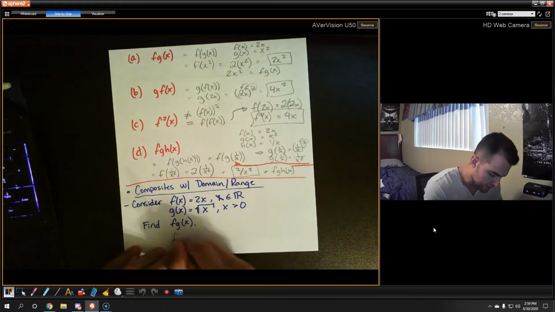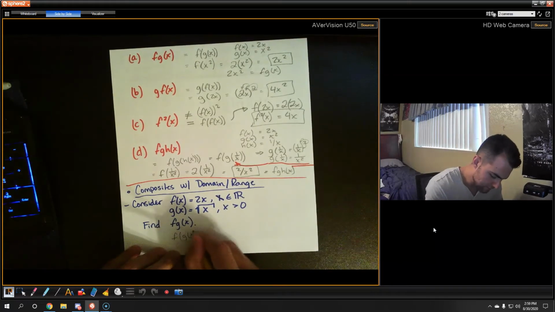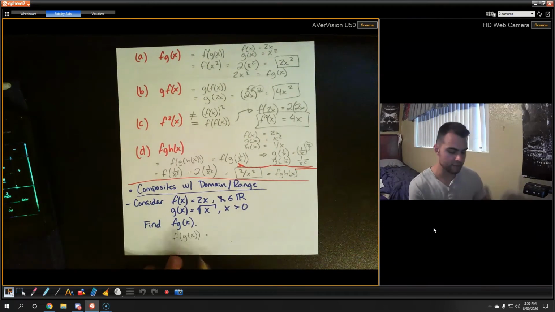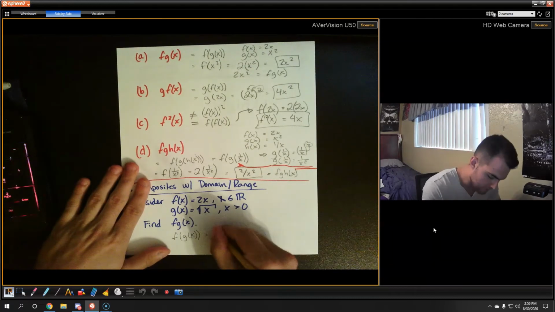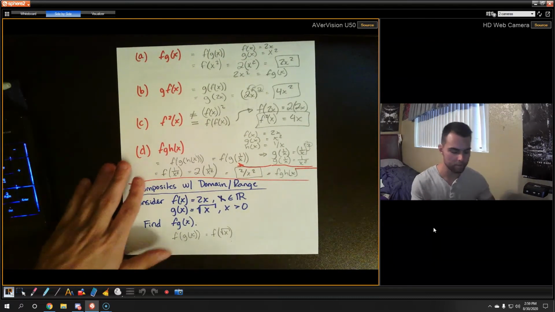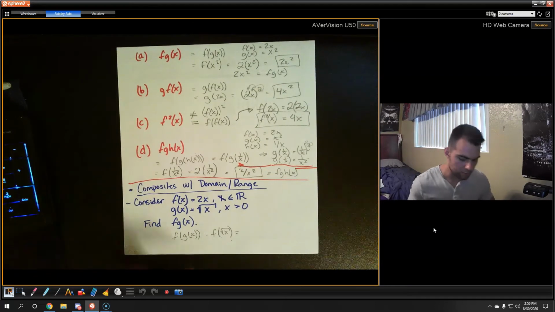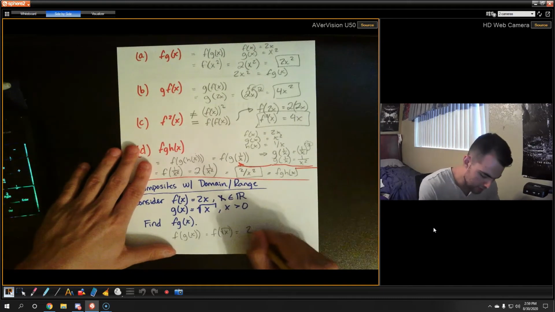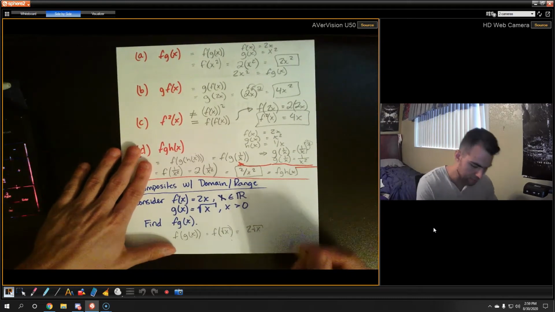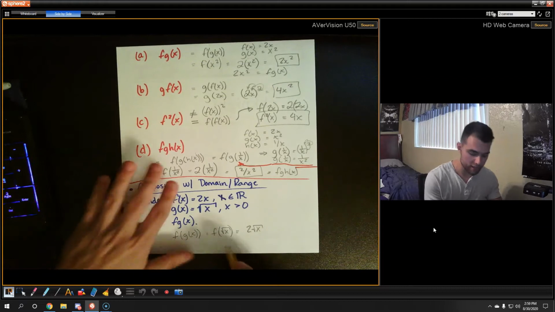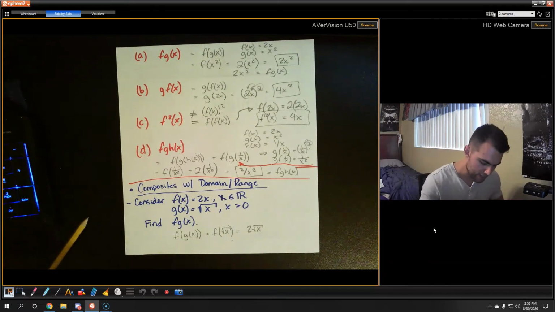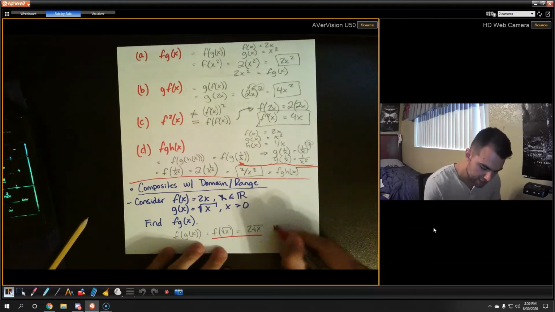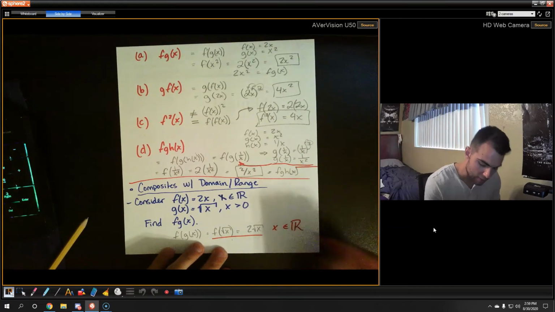Well, that's the same thing as f of g of x, right? So now I've got to take my g of x, whatever that function is, and plug it in to my f. So I'm basically doing this, right? So now if I plug this guy in for f of x, I'm going to get 2 times the square root of x, right? Well, this function right here is still saying that x is within all real numbers.